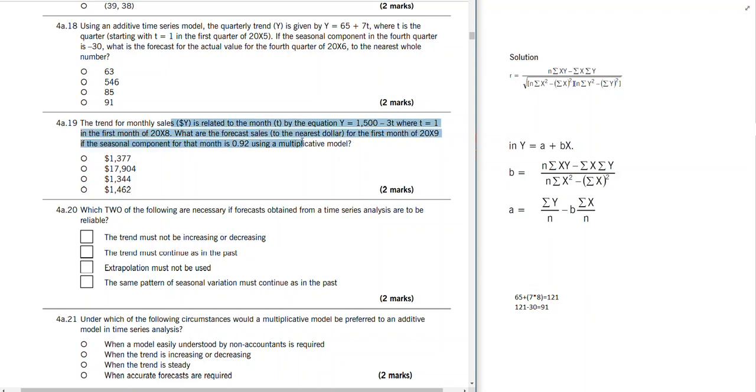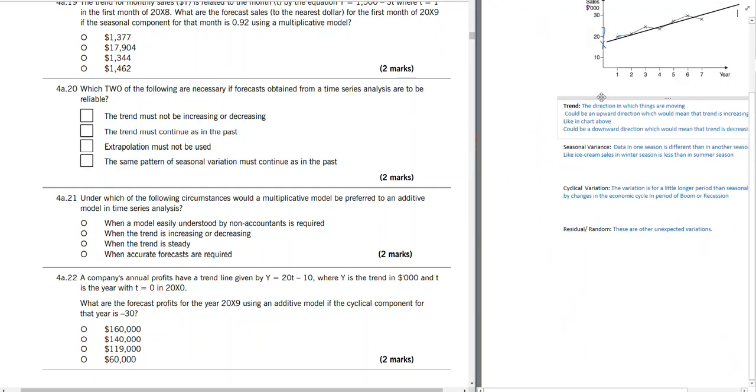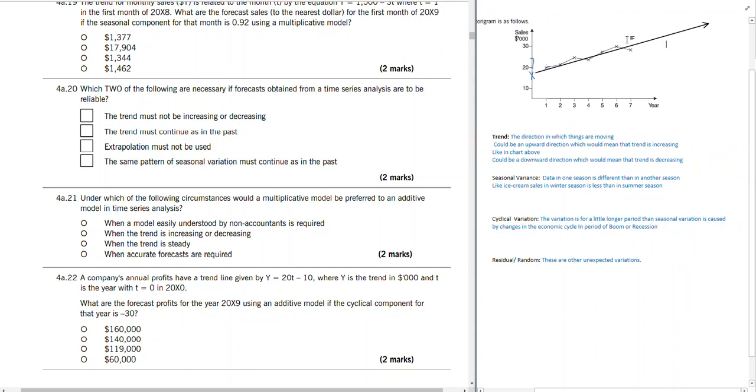Okay, this also seems seasonal variation time series, so I'll leave it. Which of the following are necessary if forecasts obtained from a time series are to be reliable? Trend must not be increasing or decreasing. Trend must continue as in the past. Extrapolation must not be used. The same pattern of seasonal variation must continue as in the past. Extrapolation means when we extend the line that we had in time series, when we extend that, this is called extrapolation. So they said which of the following are necessary.